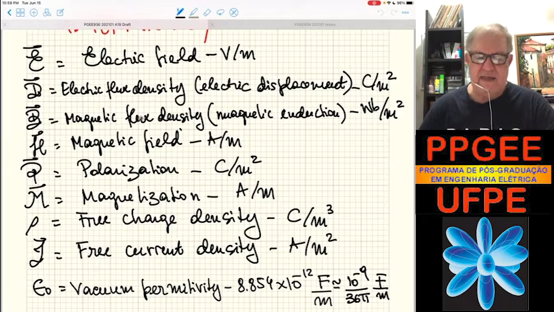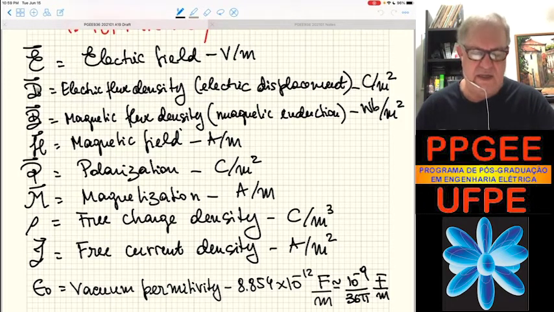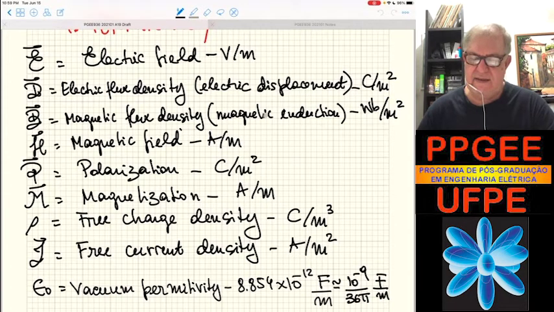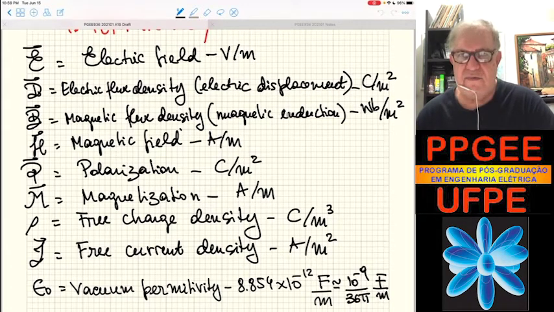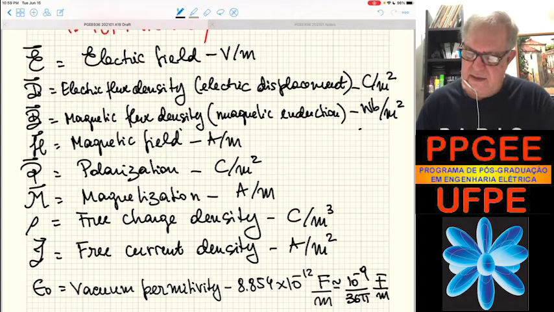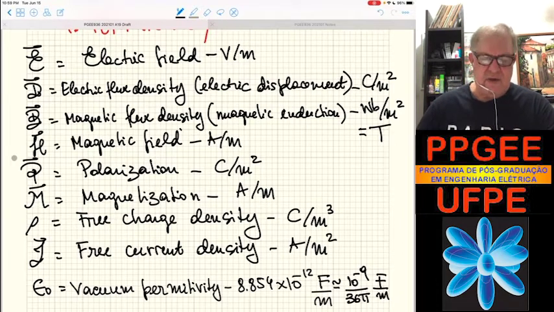B is called the magnetic flux density. It has the same properties as D in terms of flux. We have electric flux, magnetic flux. So these quantities are flux density quantities. B is called the magnetic flux density, and in the area of physics it's also called the magnetic induction vector, measured in Tesla, right? Weber per square meter. H is called the magnetic field, measured in amperes per meter.